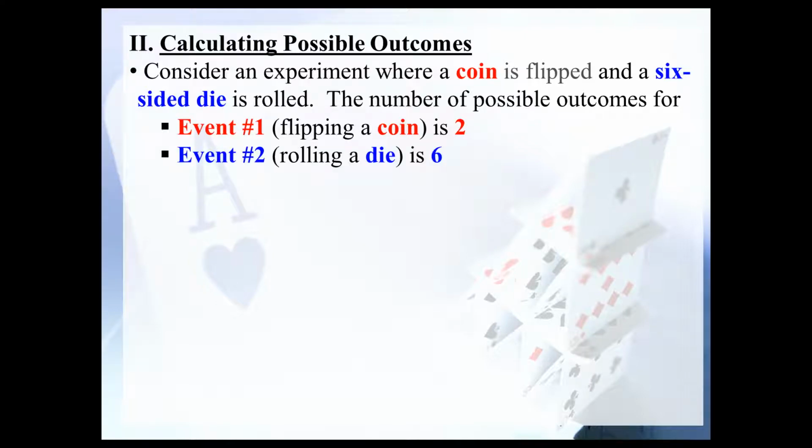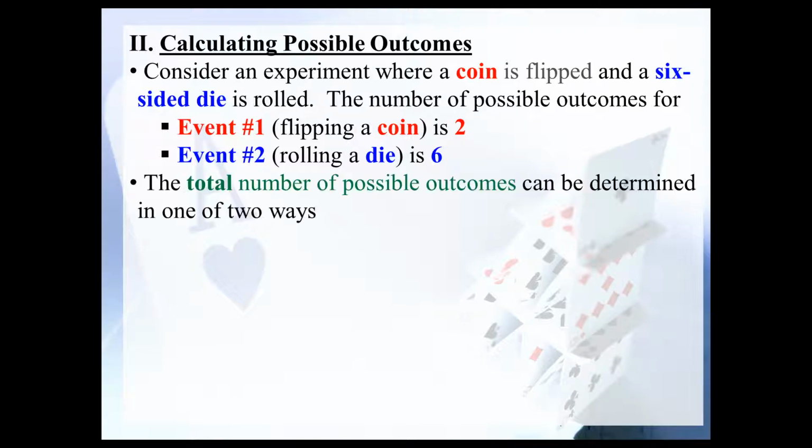If you roll the six-sided die, there's 6 possible outcomes because you could roll a 1, a 2, a 3, a 4, a 5, or a 6. So flipping a coin, there's 2 possible outcomes, and then rolling a die, there are 6 possible outcomes. Now, the way we would have done this in the last 2 lessons to determine the total number of possible outcomes would have been to draw a tree diagram or a table, and then count the number of entries in the table or the number of branches on the tree.